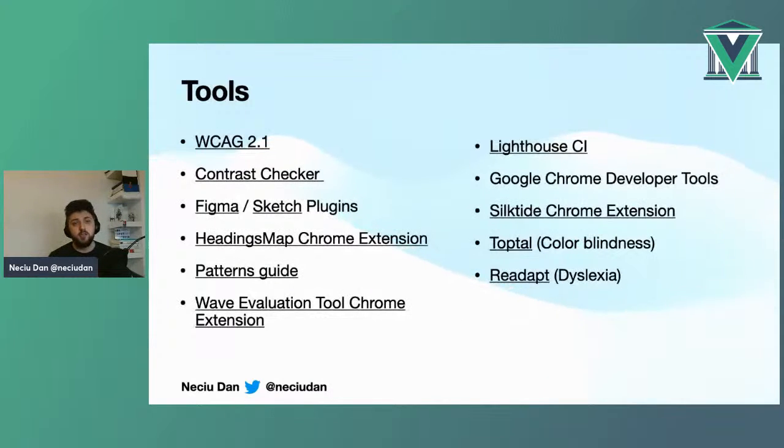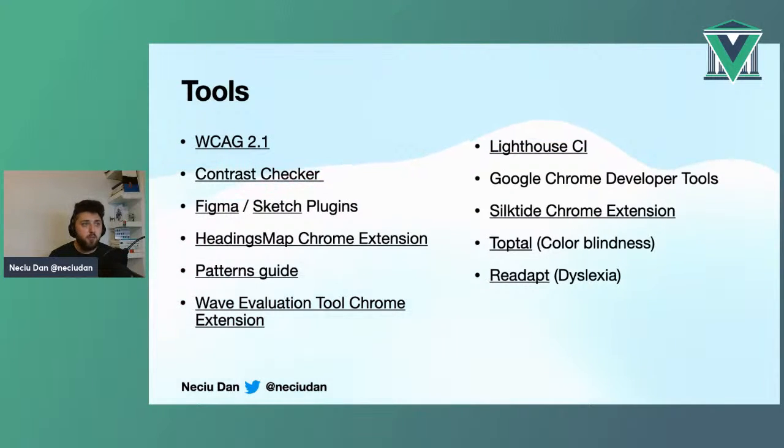So here are some tools that I'm going to share on Twitter after this talk is over, and also the slides, of course. You can check all of these tools out that can help you with your accessibility: to verify guidelines, the plugins for Figma and Sketch, the headings map Chrome extension that will tell you if your headings are in the correct order. Wave evaluation will give you an accessibility evaluation. You have Lighthouse CI to integrate in your CI/CD pipeline that can check the accessibility score of your pull request.